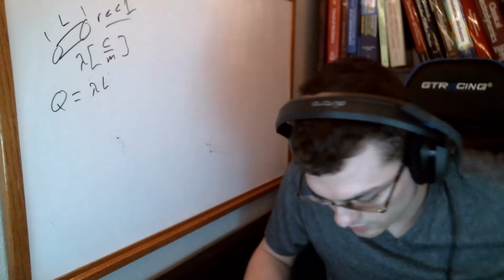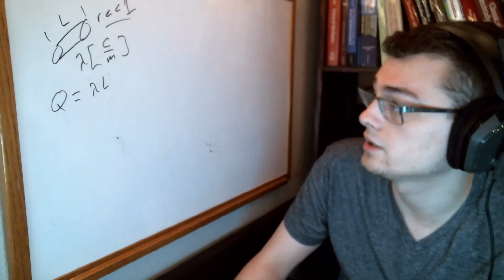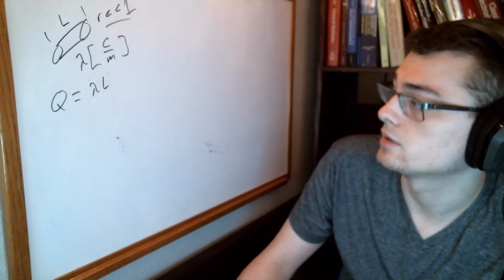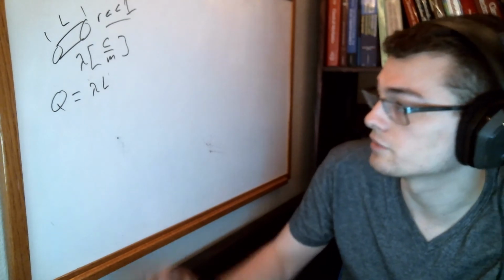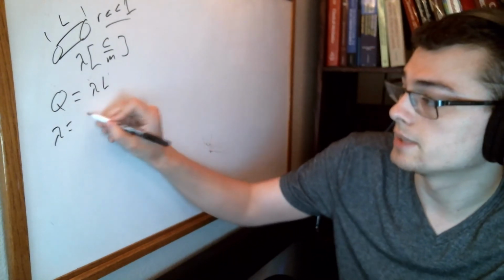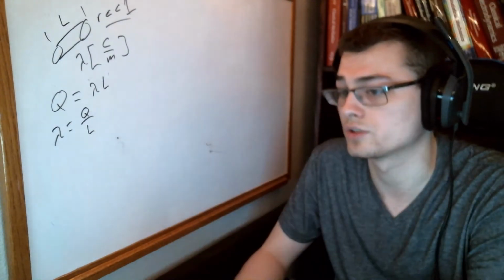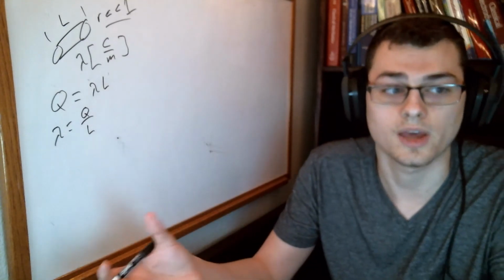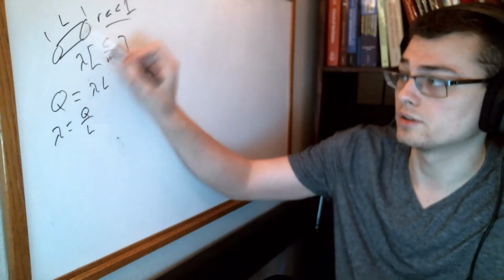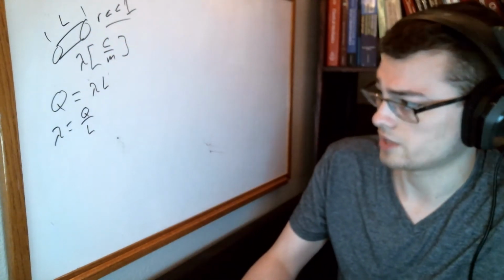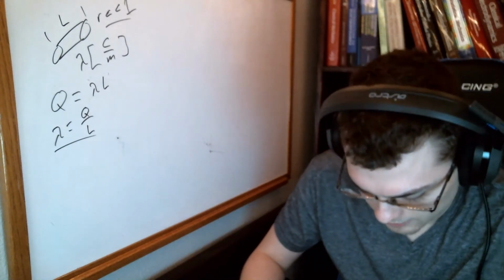This is very easy to see. You just multiply the length by the charge density. You can also work this problem in reverse: lambda is equal to Q over L. If you have some rod with some charge Q and some length L, and the charge is distributed evenly across the rod, then you can define this quantity lambda.